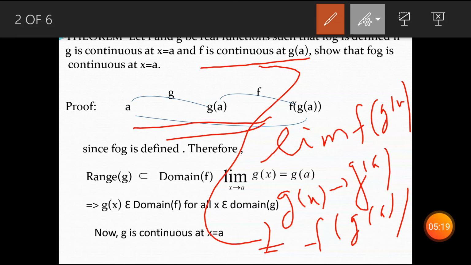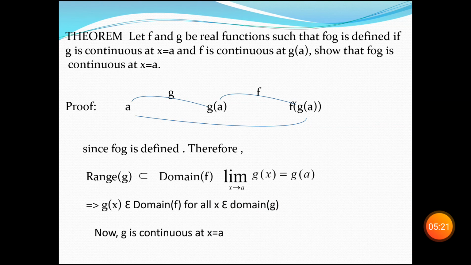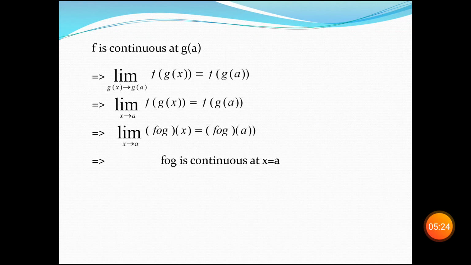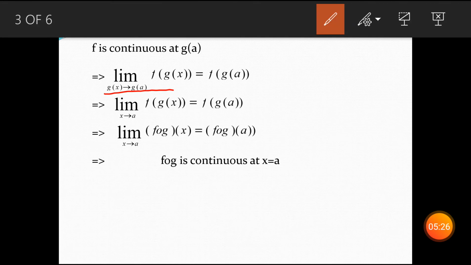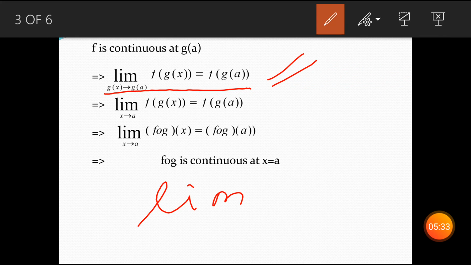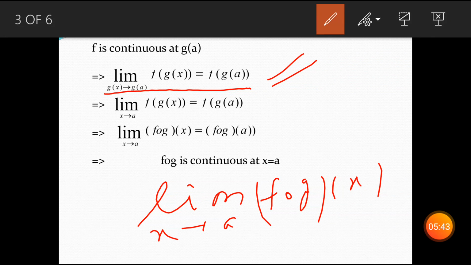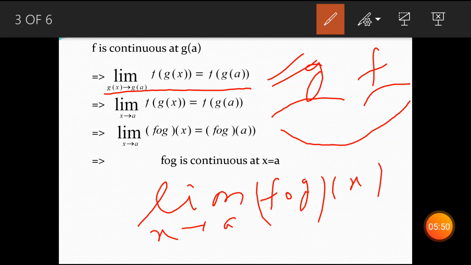So now you see, this is what I wrote earlier, this is written here. Now what is your aim? Actually you want to prove that the limit as x tends to a of (f o g)(x) is continuous. Why is it so? Because this was your first function g and then your function was f, and you want to prove that the composition is also continuous.